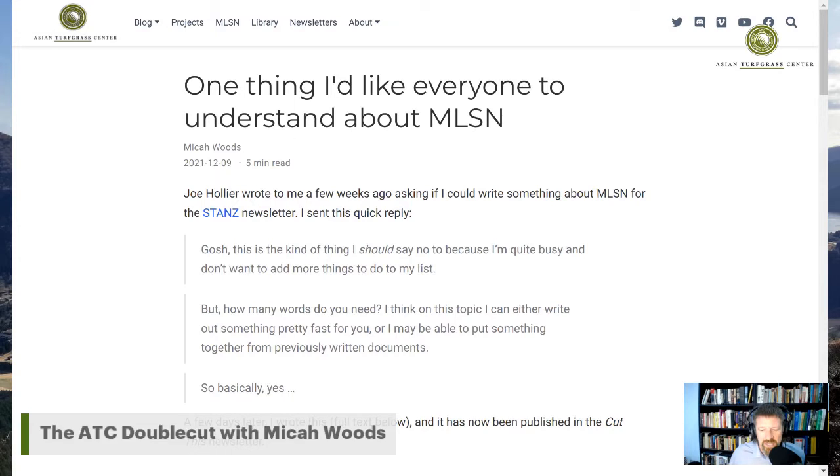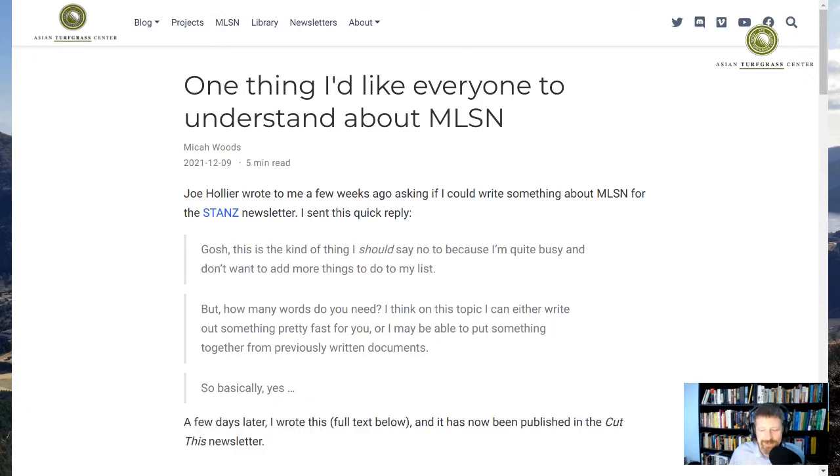But here on the ATC Doublecut, what I am going to do is not read that article, but instead talk about the stories about what prompted me to write about it on my blog, what prompted me to write that article, and why I think this is something that everyone should understand. And it is how you should really use the MLSN guidelines, if you're using it the way that I think you should use it. And think about soil nutrient levels.